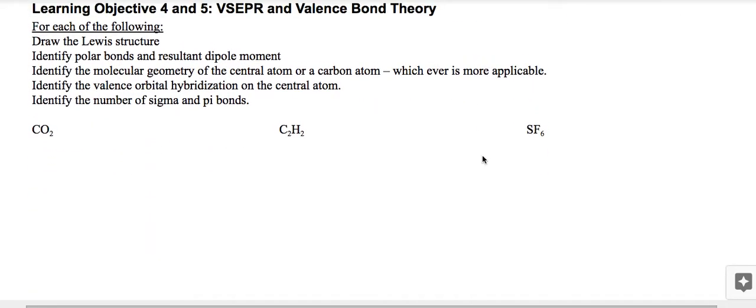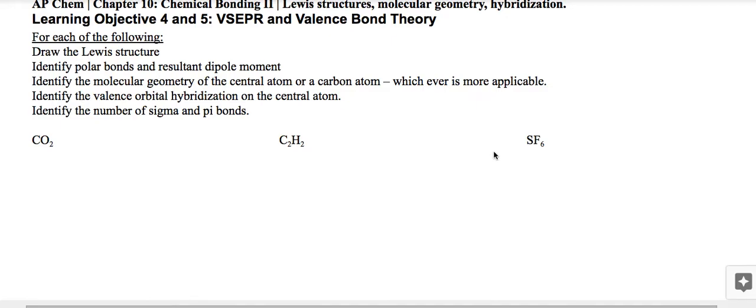All right. Now we have all sorts of additional Lewis structure as well as valence bond theory. So we have the shape and valence bond theory, and so we have these things here: draw Lewis structure, polar bonds and resultant dipole moment, molecular geometry, valence orbital hybridization, and then we're going to identify the number of sigma and pi bonds. And this goes back to some of the stuff that we looked at in class about double bonds versus single bonds, that's sigma and pi, and how that looks, and then how we deal with valence orbital hybridization.